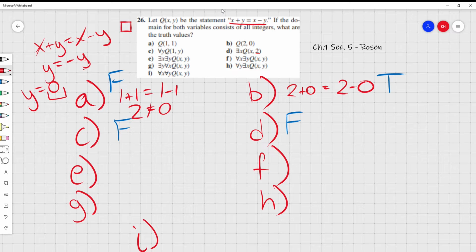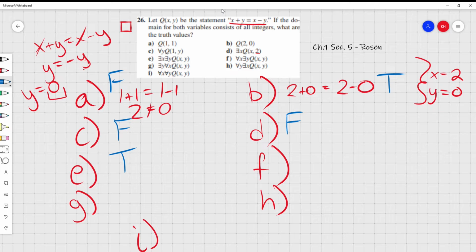E, there exists an x such that there exists a y such that Q(x, y) is true. We already know this is true because we're just saying that there exists an x and a y such that this is true. And we already have a proof for that up here, where x is 0, or any number, or 2 in this case, and y is 0, right? That's what B was. We had x is 2 and y is 0. So we know that E is true.